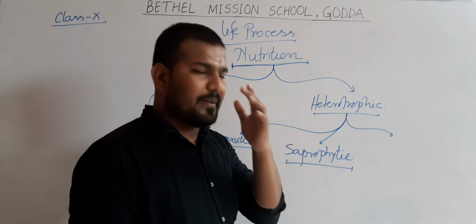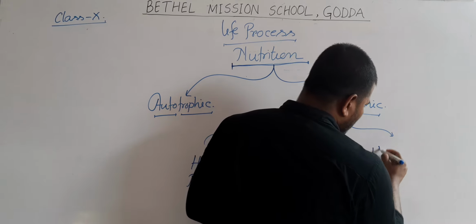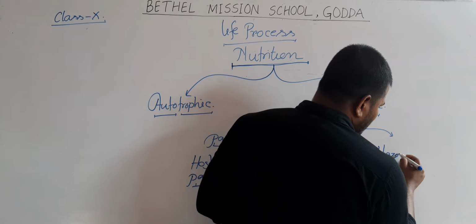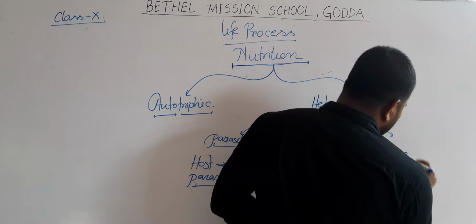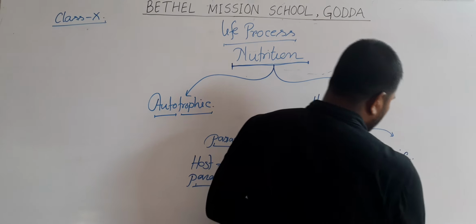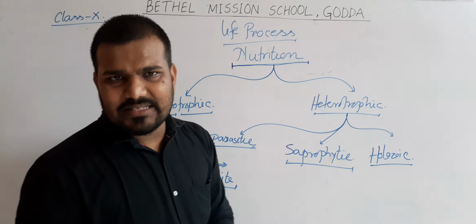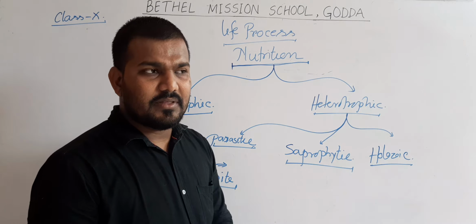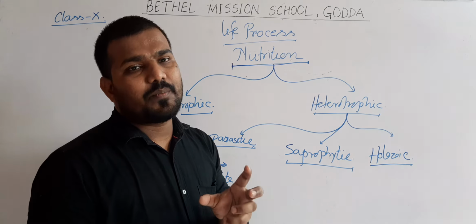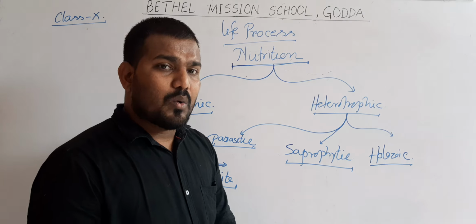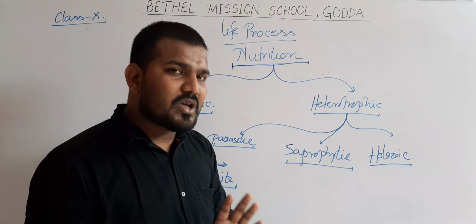And the most important type of nutrition, that is the holozoic nutrition. Holo means the whole. Here the organism consumes the simple or complex raw materials. Some of them are going to be digested. What is digestion? Digestion means the solid parts become liquid or simplified at the presence of enzyme.